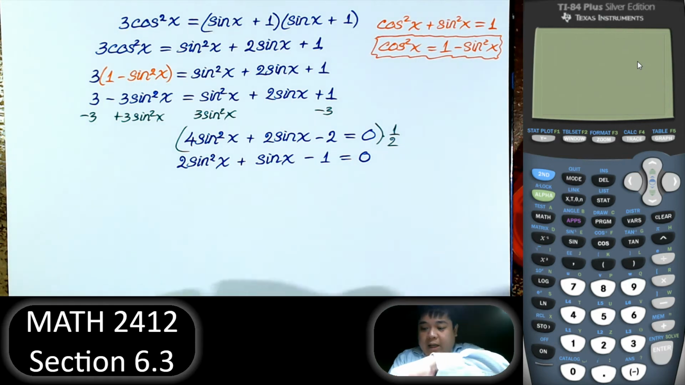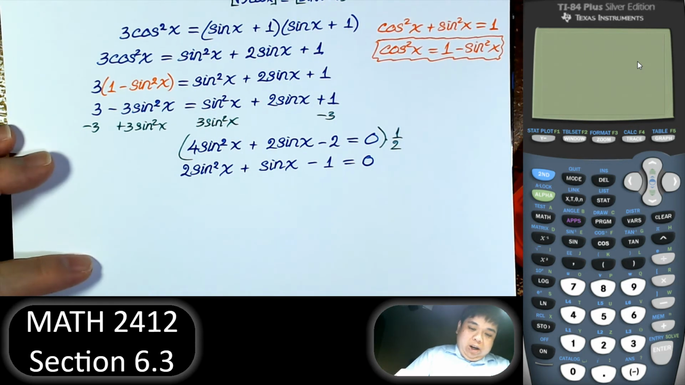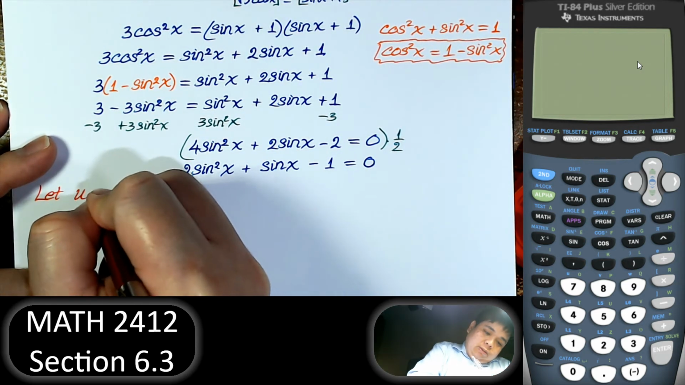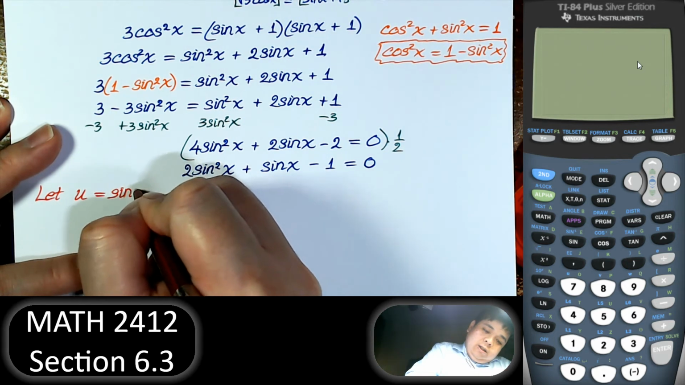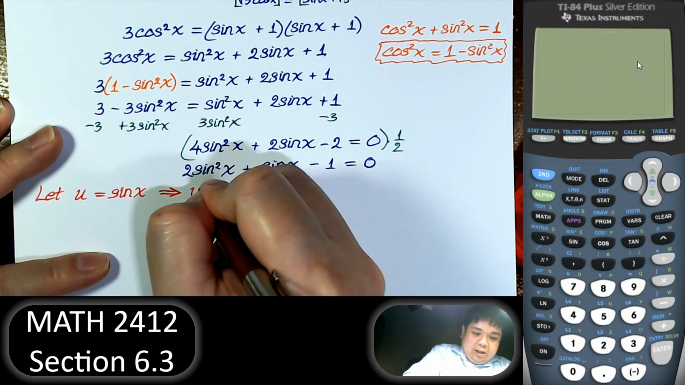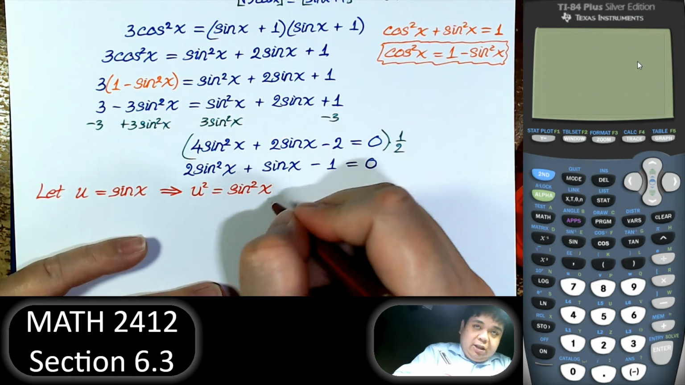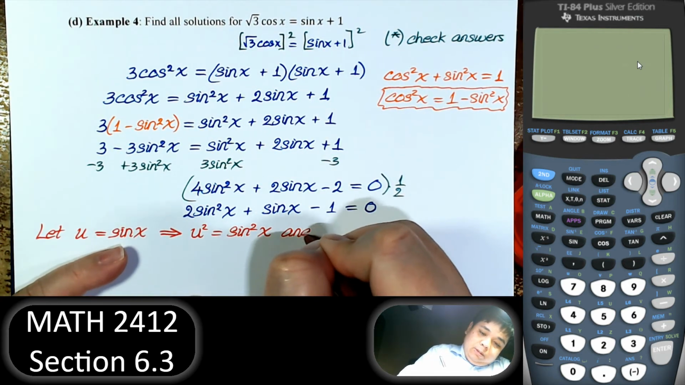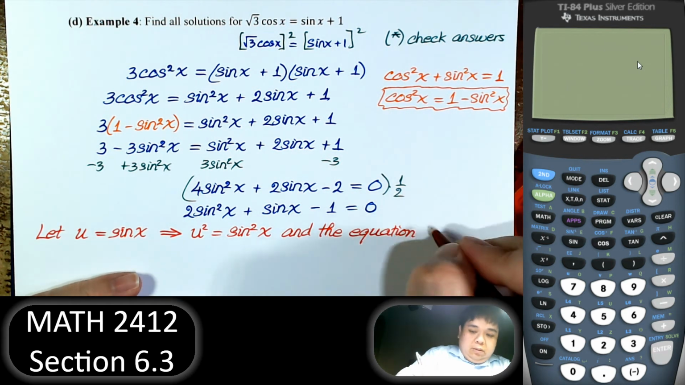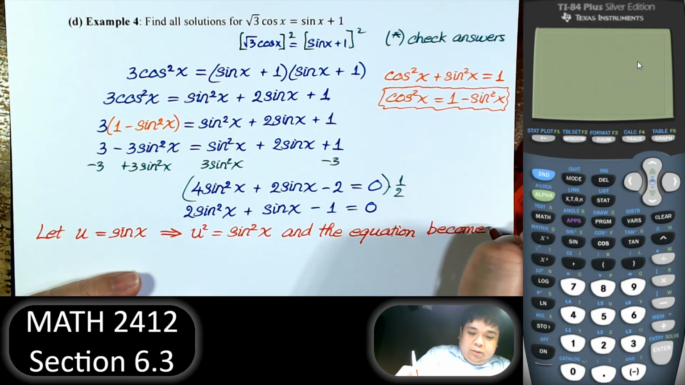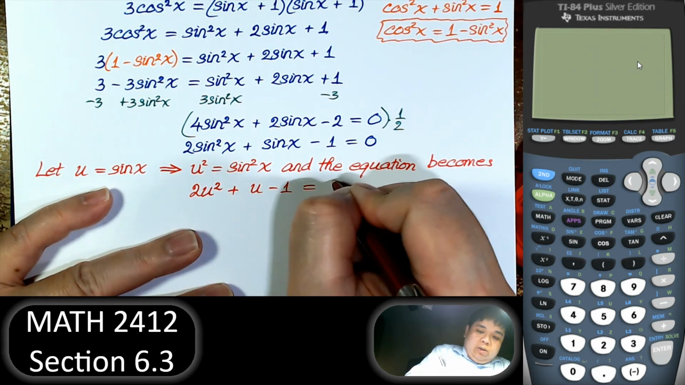Now, what we need now is just we have sine square and sine, so we use a substitution to turn this into a quadratic equation. u equals sine x, so u square equals sine square, and the equation becomes 2 u square plus u minus 1 equal to 0.